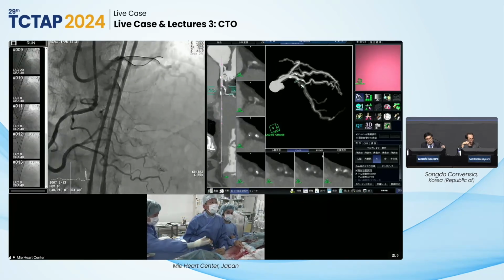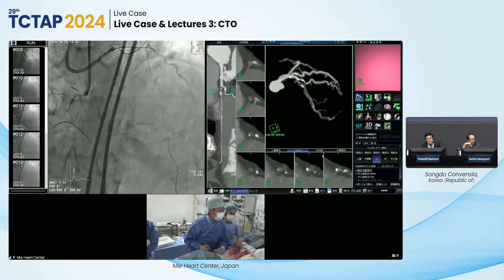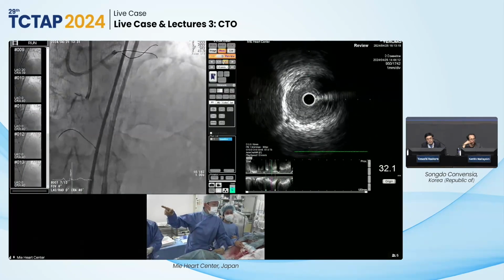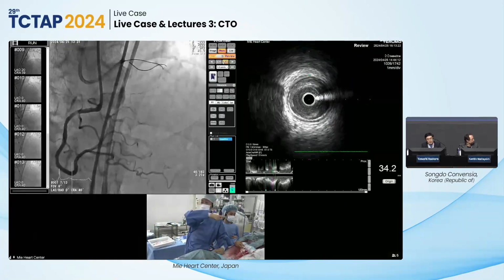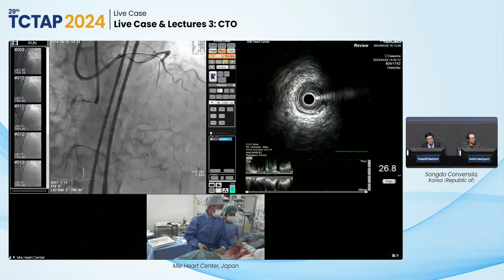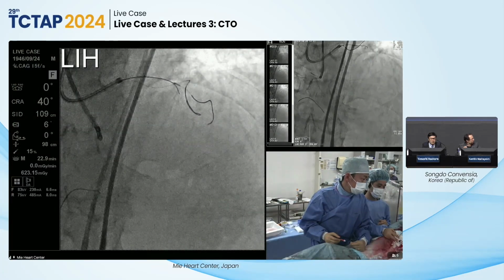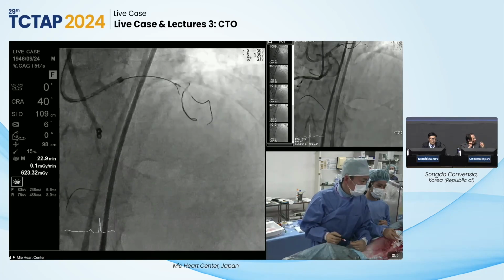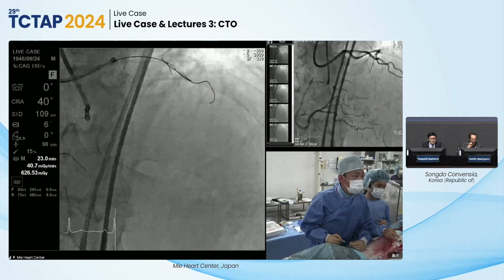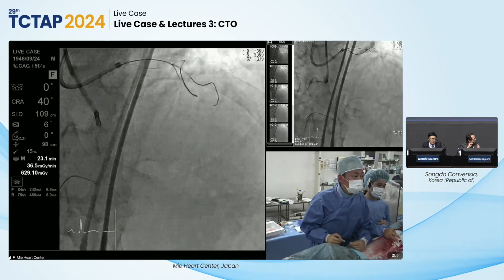So maybe we can ask the panel as well. Based on the IVUS image, which primary wire would they choose for the puncture? I know it's always the same questions, but nevertheless, it's interesting to see. So maybe we start at the left. Which wire would you take for the puncturing here? Dr. Ashida?